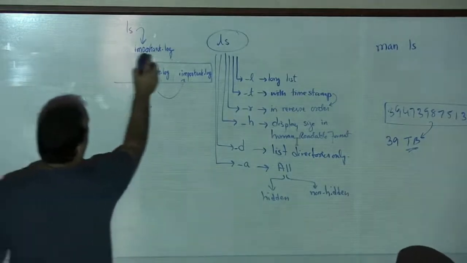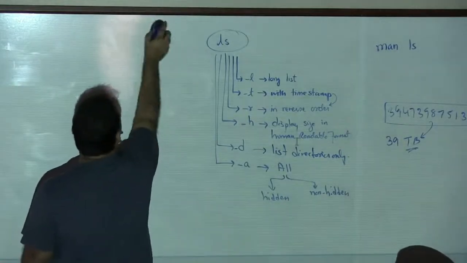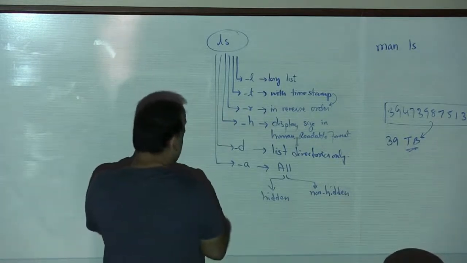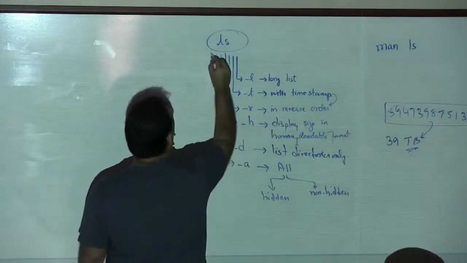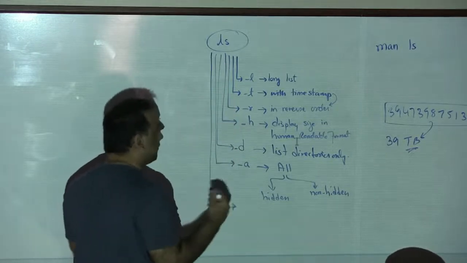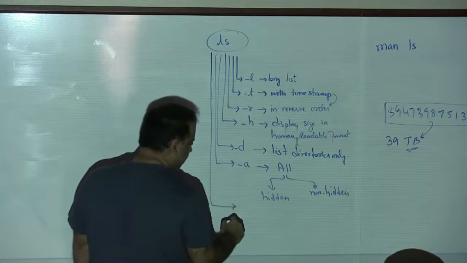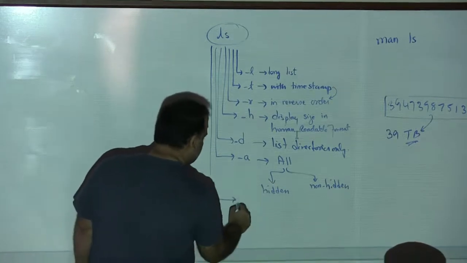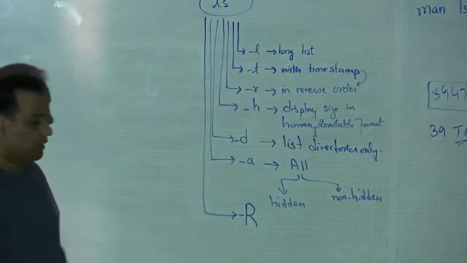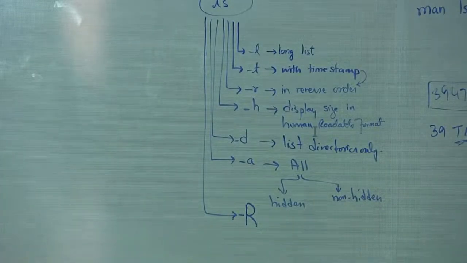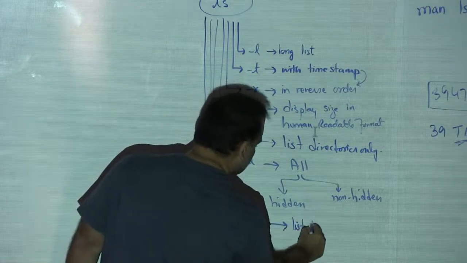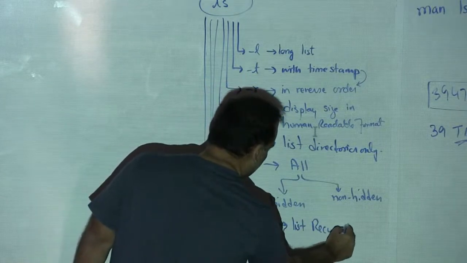Sorry? We can just man ls. Yeah. So the other one that I also have, which is very common. Well, I shouldn't say very common, but it is common when you are trying to display the contents, is -R. That means show me recursively. Okay? List recursively.